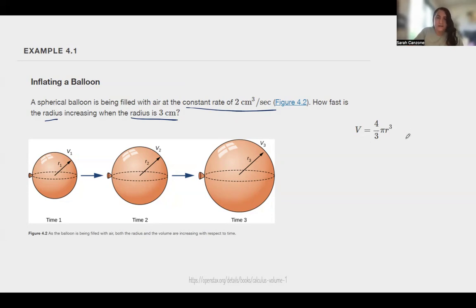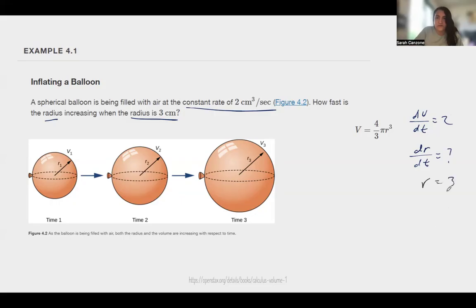Next we can go ahead and identify what we're given. We're given that we are filling it with air at a constant rate of 2 centimeters cubed per second. If we're being filled with air, that means the volume is changing at 2 cubic centimeters a second. So the rate of the volume, which is dV dt, is 2. If it said it was deflating, we would say -2. But since it's inflating, we say +2. How fast is the radius increasing? Since we're looking at a rate here, that's dr, I'll call the radius r, dt, and we're looking for that value when the radius is 3.